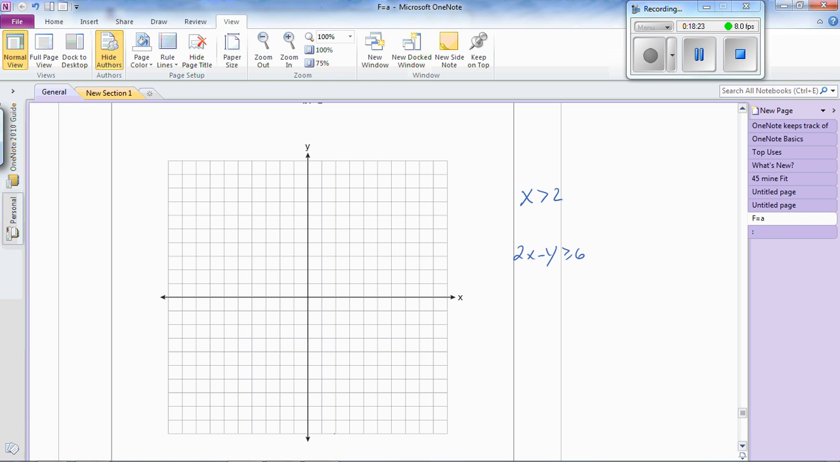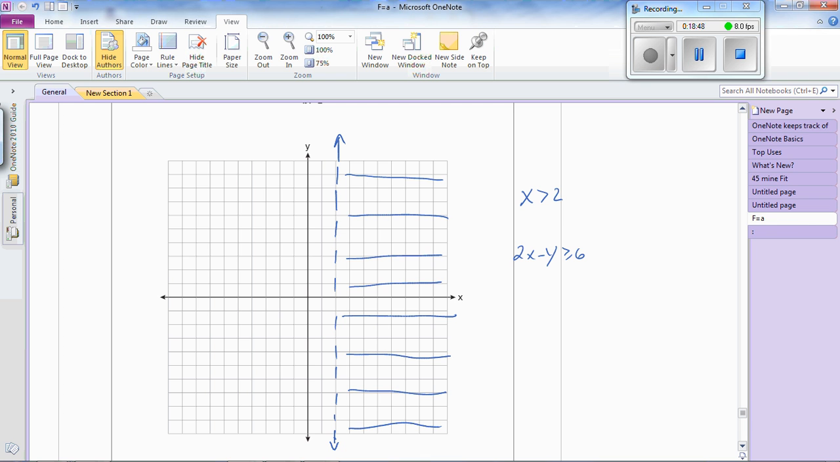X equals lines are vertical lines, and the line x equals 2 is right here. Remember, we're going to do dotted because it is a equal to and not a greater than or equal to, so we'll do a dotted line. Remember, graphs can be done in pencil. X gets greater as it goes to the right, so we'll shade off to the right.